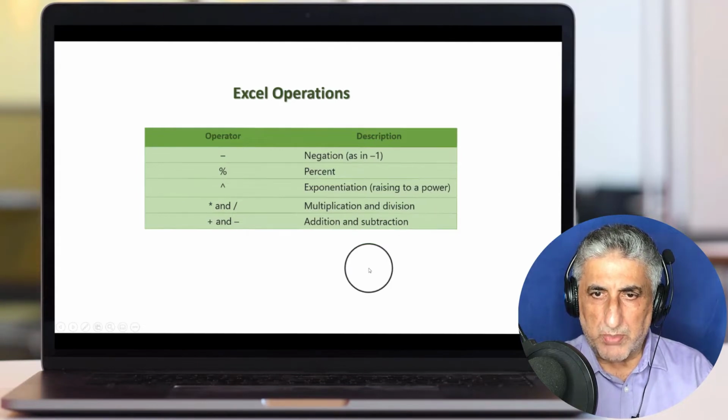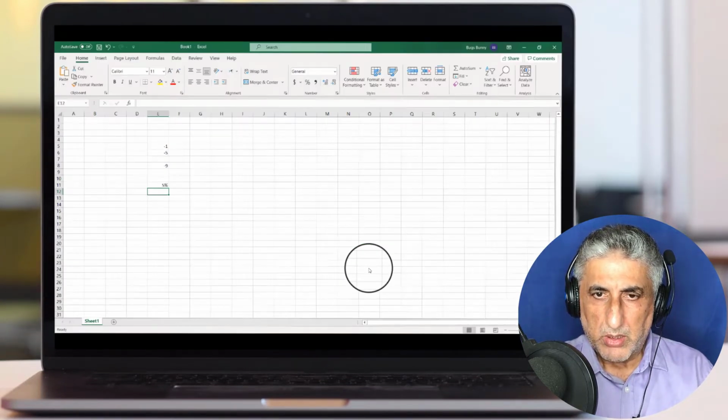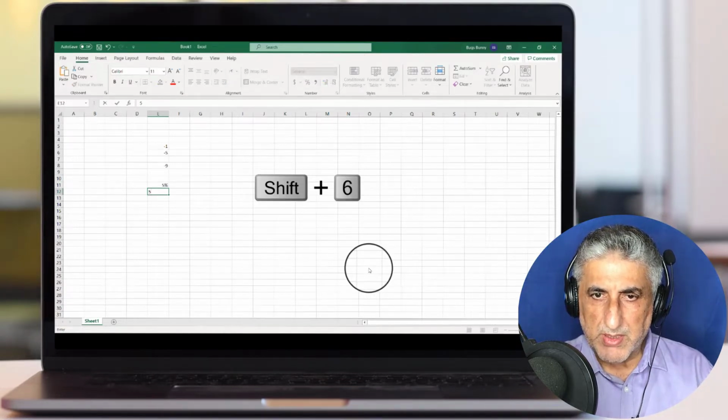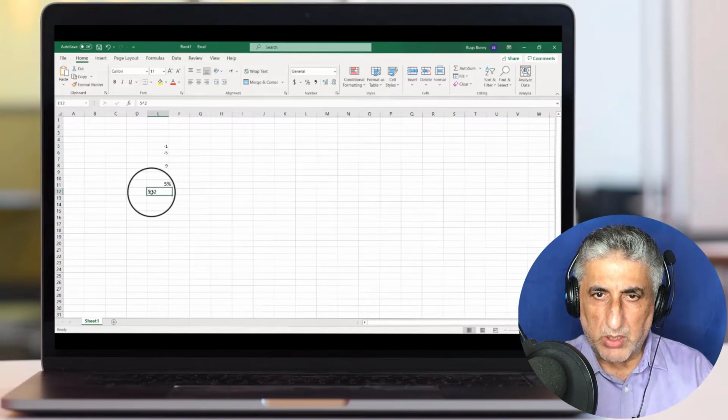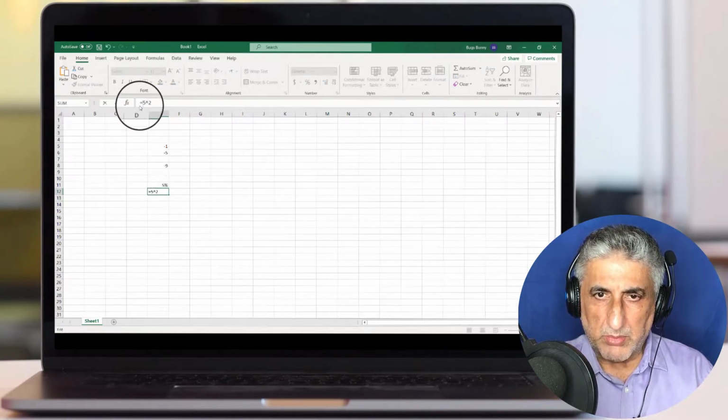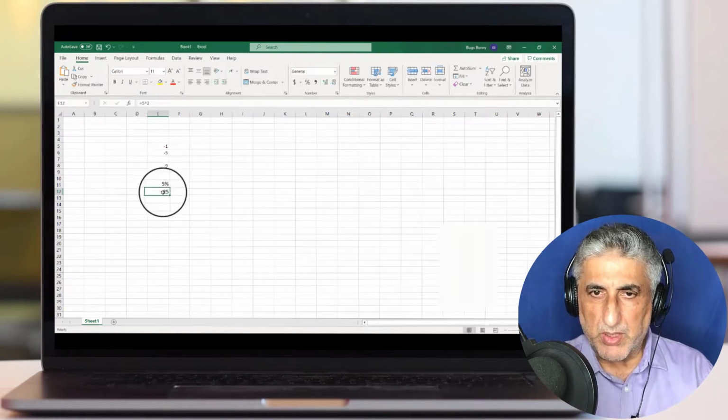Exponentiation, or raising to a power, or we call it the caret. It's shift plus 6. So 5 raised to the power 2, but we have to enter the equal sign at the start. Then you press enter on the keyboard or this check sign. So it's 25, the answer.